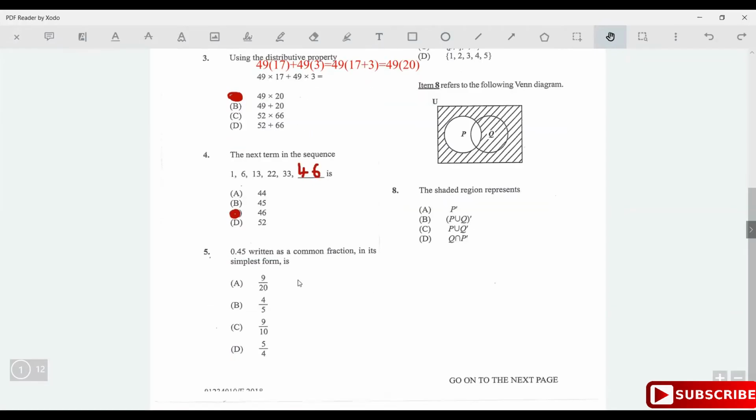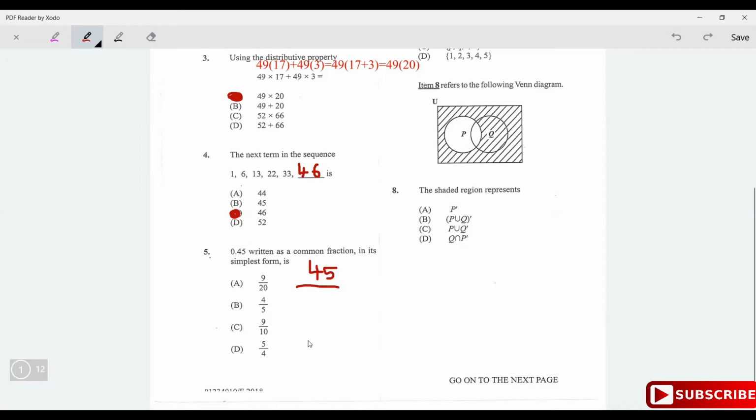Question 5. It says, what is 0.45 as a fraction in its simplest form? Well, first and foremost, 0.45 is 45 over 100. Now 45 over 100 can be simplified by dividing both the numerator and the denominator by 5. 45 divided by 5 is 9, and 100 divided by 5 is 20. And so it simplifies to 9 over 20. Easy question so far.